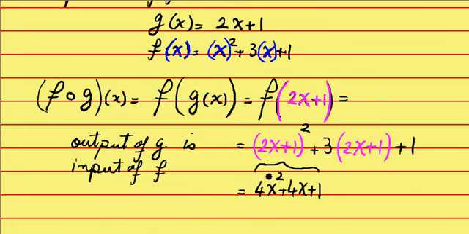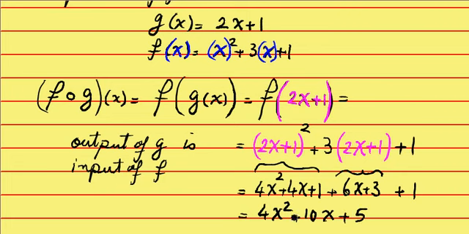That is coming from here. And then here is 6x plus 3. That's the contribution from here. And then you have 1. Then you can combine them and get 4x squared plus, say, 10x, and then, say, 5. So that's what's meant by the composition of functions.